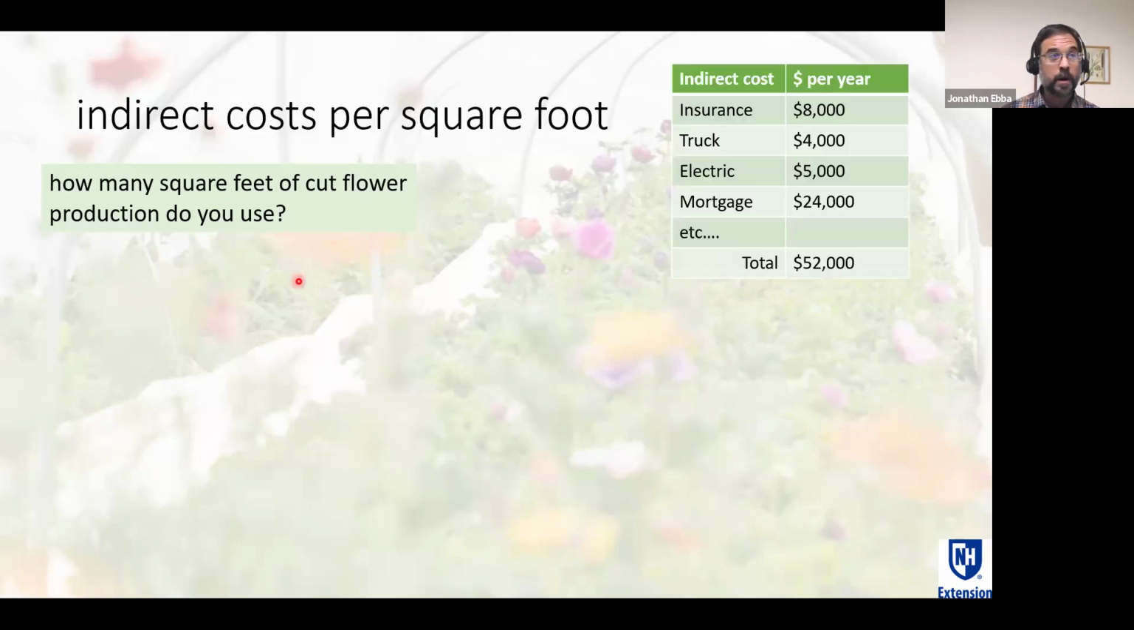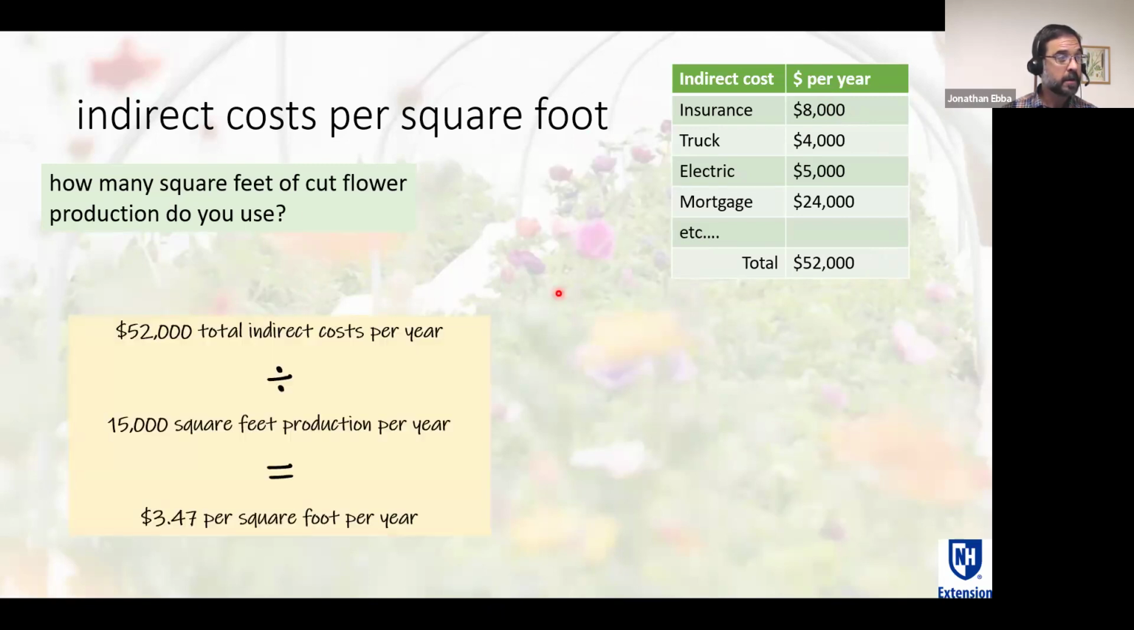And then what are our indirect costs for the year? Right? So in this simplistic example, it's $52,000. And then we real simply are going to take our total indirect costs for the year, divide it by the square feet that we have in production per year, and that's going to give me some dollar value of what it costs you on your farm to give a square foot to a plant.